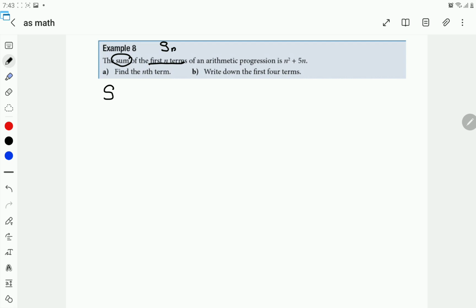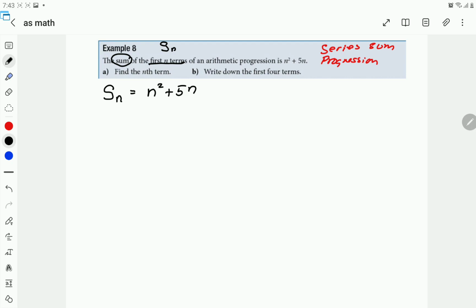So meaning the arithmetic series, please don't get confused. I keep on repeating: when we say series, we are talking about the sum. When you say progression, we are talking about the arrangement of the arithmetic sequence. So, S sub n is equal to n squared plus 5n.